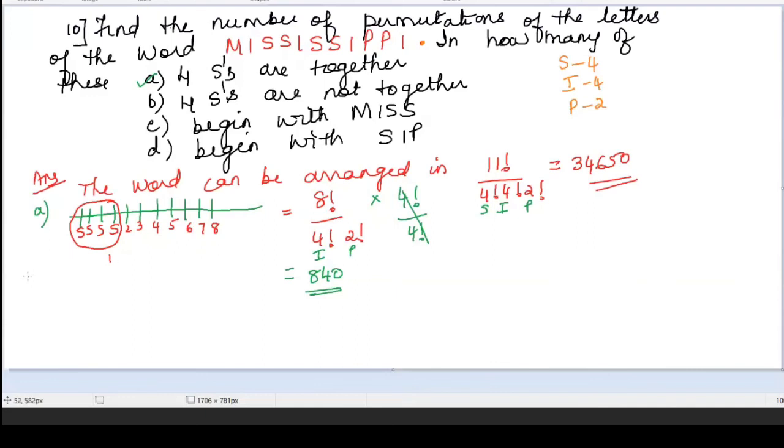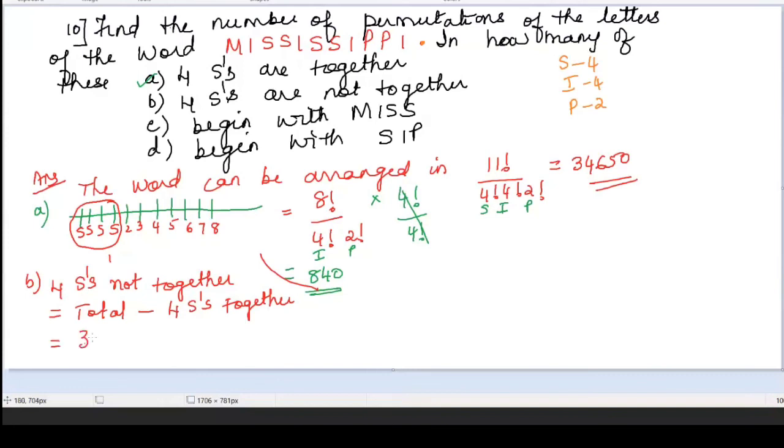Yes, let us write the second one. Write 4 S's not together. 4 S's not together is equal to total minus 4 S's together. Positive is together. Kick out that word not. So you have that total answer. Total answer is 34650 minus, you have also 4 S's together answer, that is 840. Yes, someone give me this answer. 34650 minus 840.